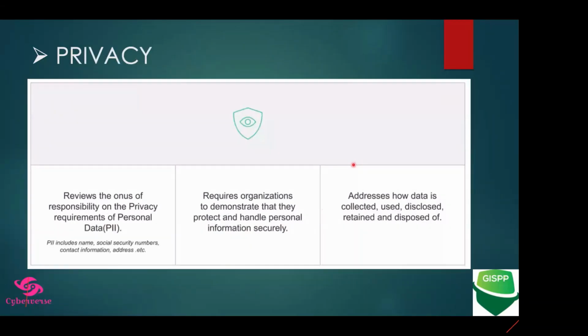And last one is your privacy, which is the 5th trust services criteria. And as the name says, it talks about your personal data, PII, etc. Requires organizations to demonstrate that they protect and handle personal information securely, and also how you are going to collect, use, disclose, and retain and dispose of your information. So this is the privacy criteria.